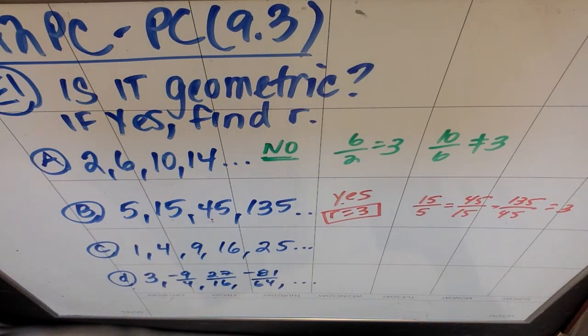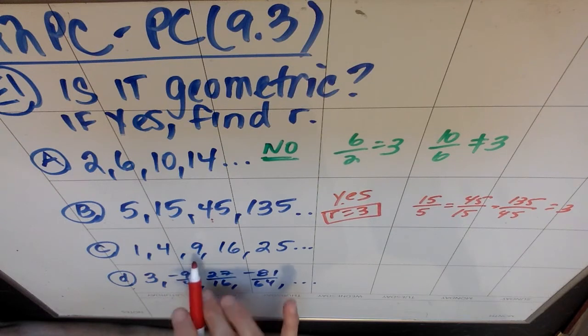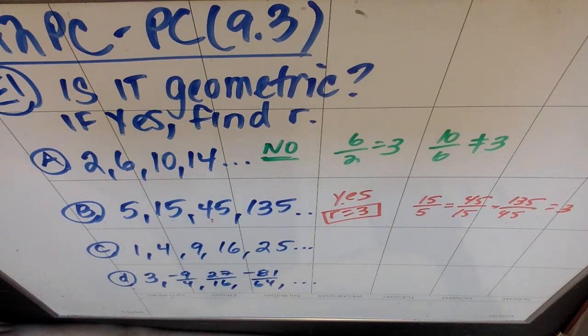For C, if I look at what I'm multiplying 1 by to get 4, the answer would be 4. But then if I do 4 times 4 to get the next term, I don't get a 16, I get a 9, right? Now 16 shows up, but not in the right spot. So again, this is a no.